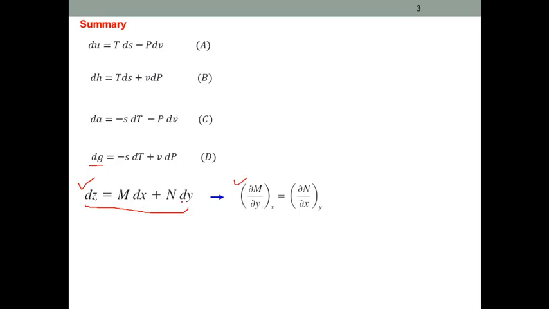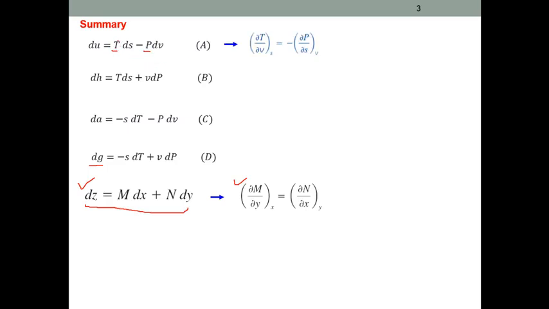The same way, like the first one is M, we have to take the partial derivative of M with respect to y, and then the partial derivative of N with respect to x. So let's say in the first equation, how can we write it down? The first equation will be the partial derivative of T with respect to v, and similarly that should be equal to the partial derivative of P with respect to s, with respect to t.